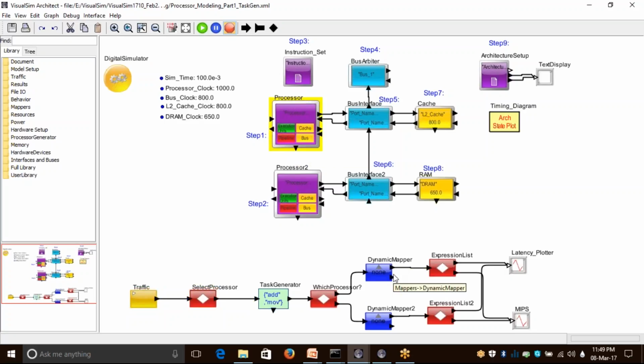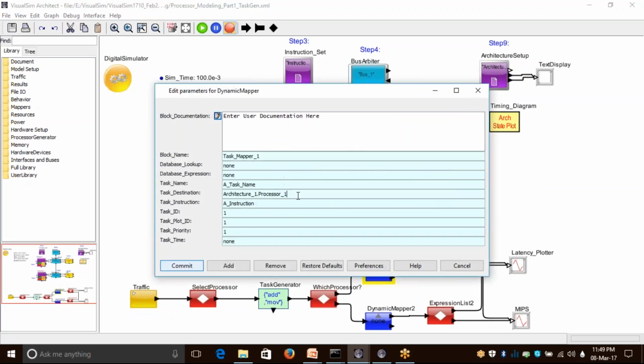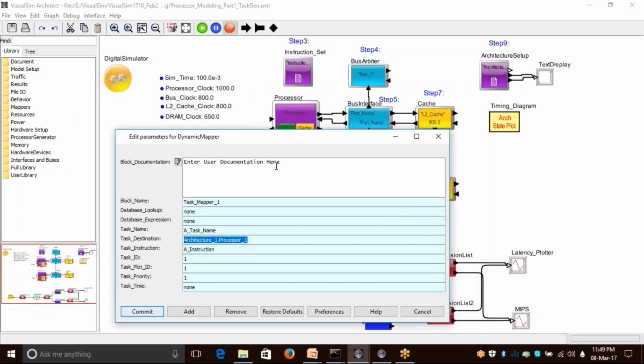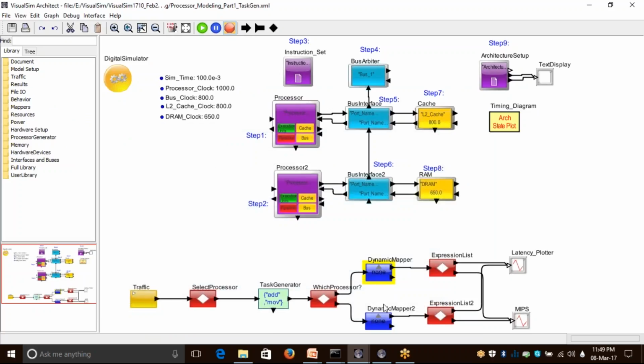So you may ask me a question like how these blocks are connected. We call it named mapping. If I double click on this dynamic mapper, it is referring to my processor block, which I have over here. By calling the name, these two blocks are directly connected. Similarly, my dynamic mapper 2 is connected to my processor 2 at the bottom, which you can see over here.